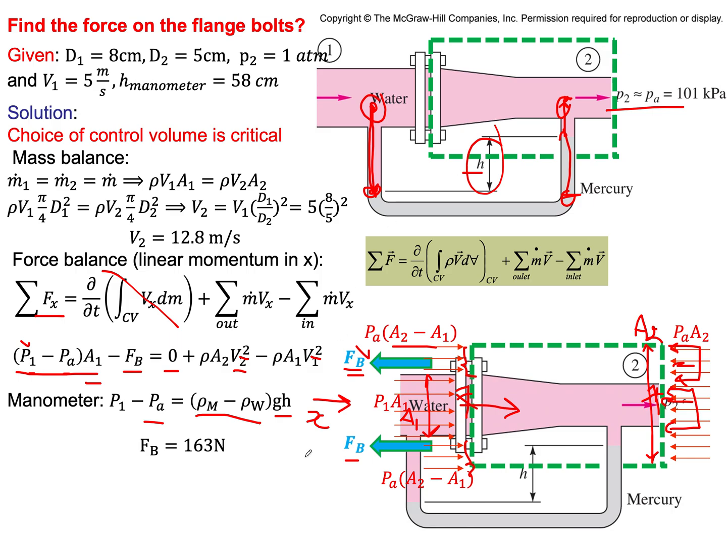So plug that in with rho mercury 13,350, density of water is 1,000 kilogram per meter cubed, h is 58 centimeters, and with the velocities, V1 is 5 meter per second, V2 12.8, and with the area being pi over 4 D squared, with D1 of 8 and D2 of 5 centimeters. When you plug all that in, you're going to end up with the bolt force of 163 newtons.